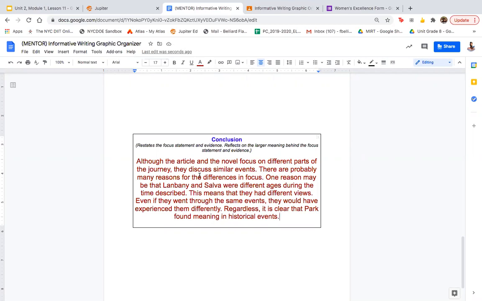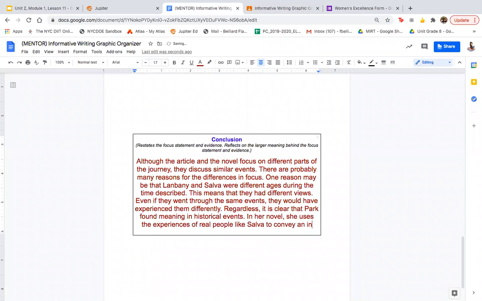Park, who was the author of A Long Walk to Water, did provide historical events. She did not lie to us. So of course, it is clear. In her novel, A Long Walk to Water, she uses the experiences of real people like Salva to convey an inspiring, and that's an opinion, I believe that it was truly inspiring, message of hope and perseverance.